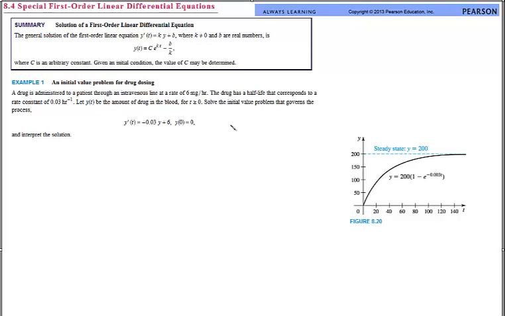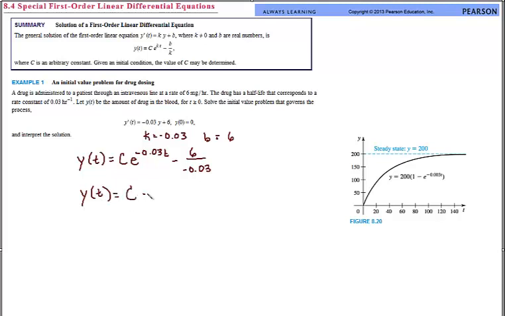Okay, so we've got a differential equation that is of that form where k equals negative 0.03 and my b happens to be equal to 6. This means that I know that my y of t is going to be equal to some constant e to the negative 0.03 t minus 6 over negative 0.03. So in just doing that little computation there, I get y of t equals c e to the minus 0.03 t plus 200. Okay, which looks like this thing right there.